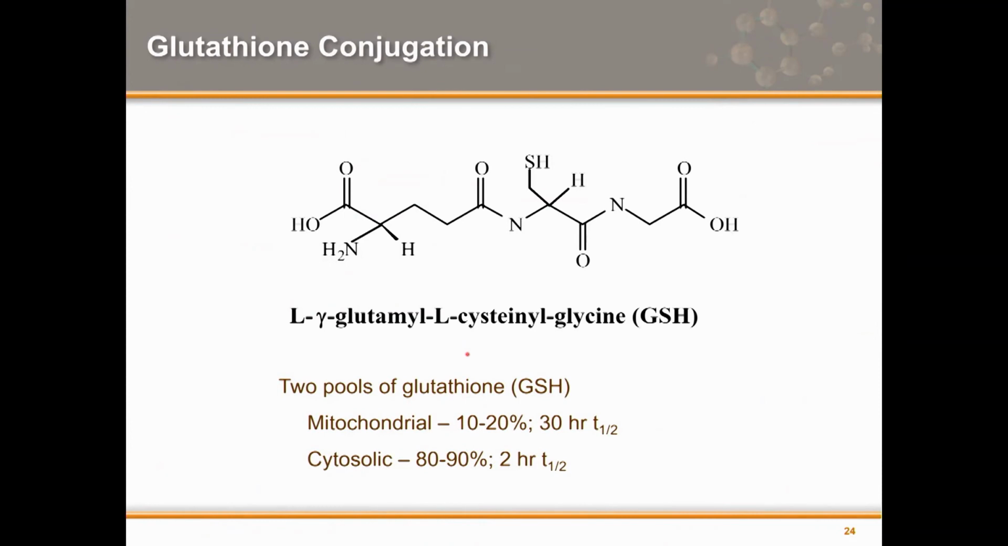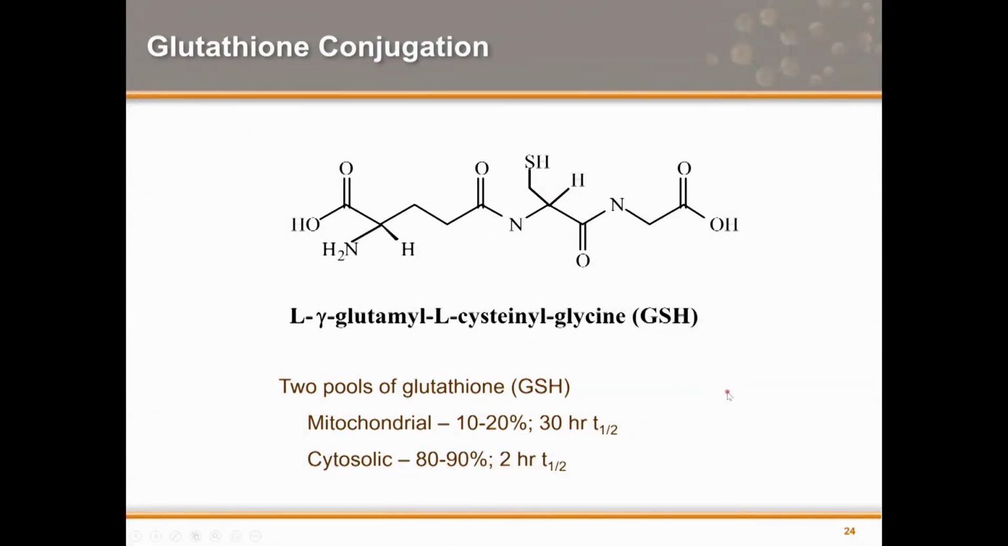The last conjugation reaction that I want to highlight is glutathione conjugation. Here is the structure of glutathione. It's a tripeptide, gamma-glutamyl cysteinyl glycine. And glutathione is found at high concentrations in essentially every cell in our body, often at millimolar concentrations. And that reflects its important role in detoxifying any reactive electrophiles that might form in our cells.